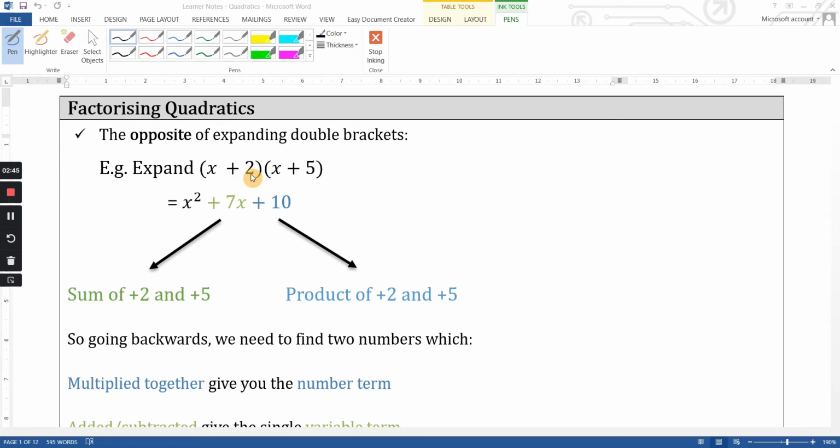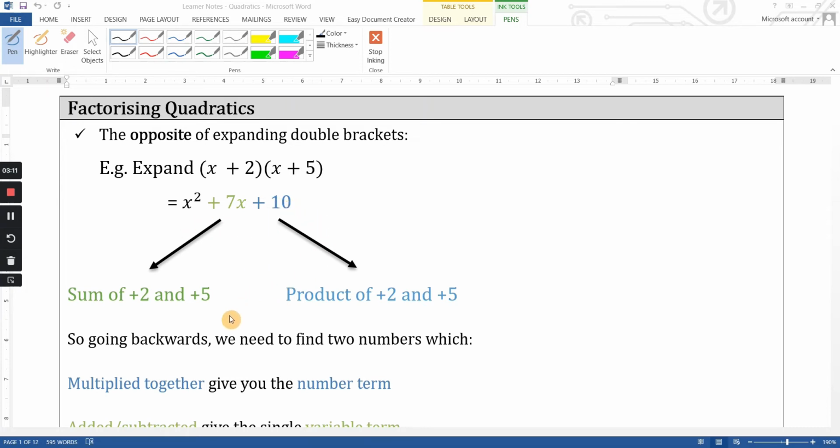Then you've got 2x, these two together, plus 5x with these two together. That gives you the 7x. And then the 2 times the 5 gives you the positive 10. So you always have 3 terms like this. You always have a squared term, one single variable term, and you have one number term as well.